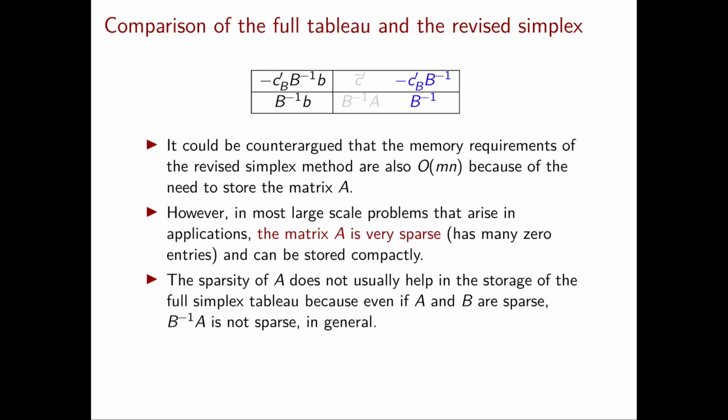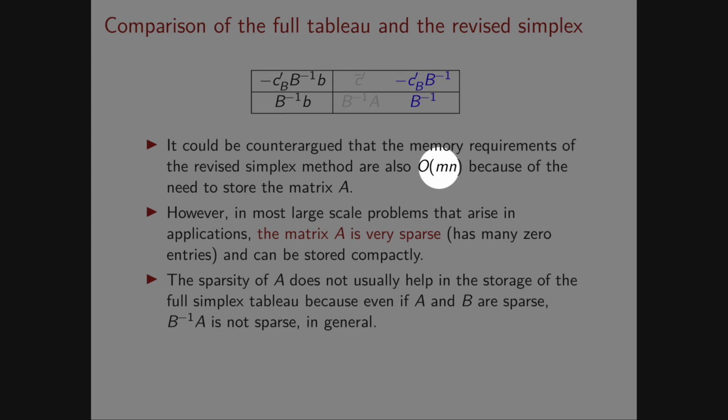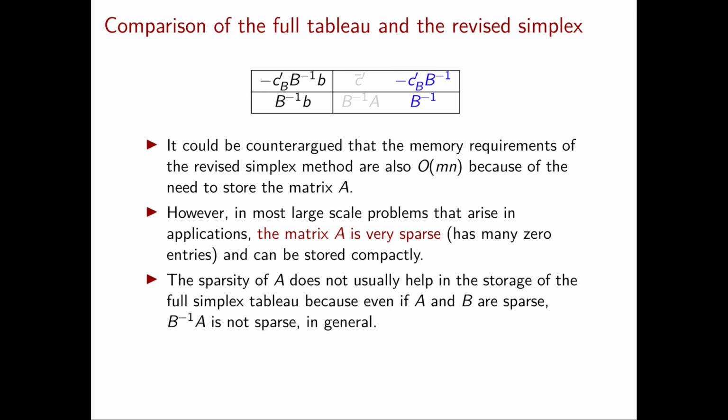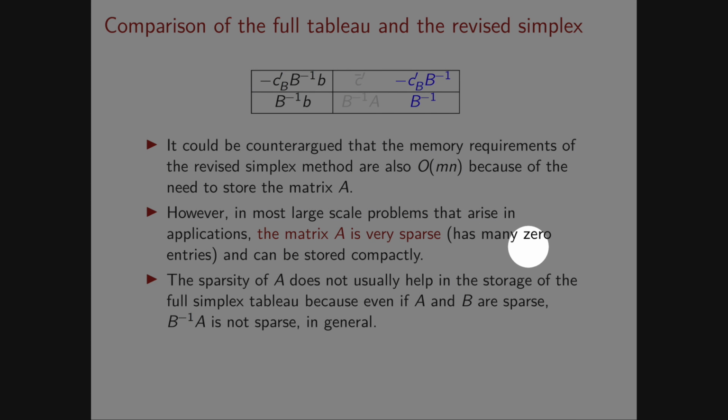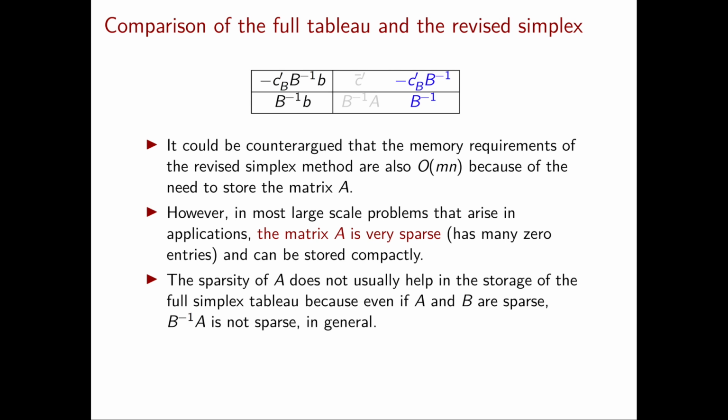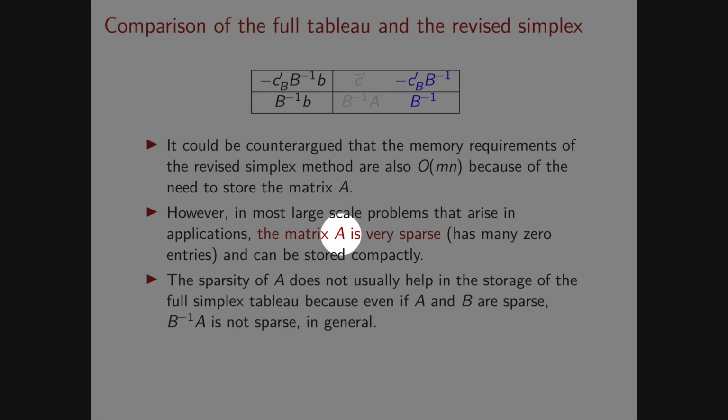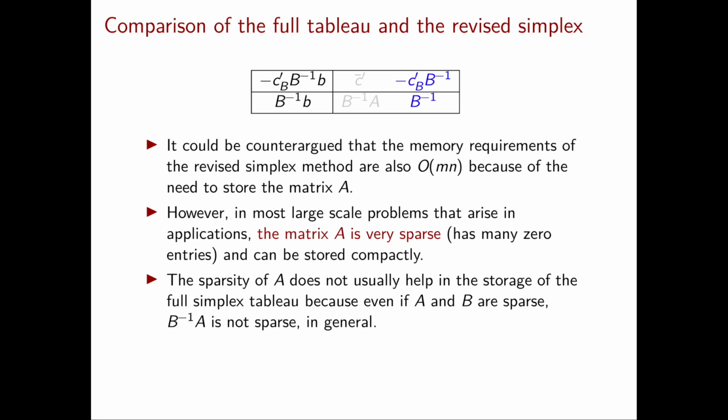However, from a practical perspective, we never need to store big O of mn entries, even though the matrix A is m by n. The reason is that in most large-scale problems that arise in the real world, the matrix A is very sparse, meaning that most of its entries are zeros, and so it can be stored in a compact way. In order to do so, you can simply store every non-zero entry of A together with its corresponding row and column. The number of numbers that you have to store in this way is simply 3 times s, where s is the number of non-zero entries in A.